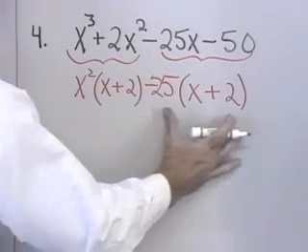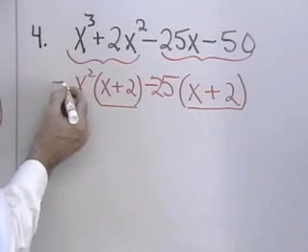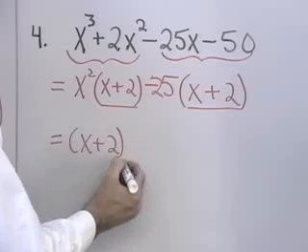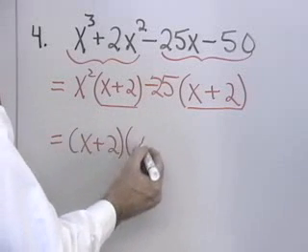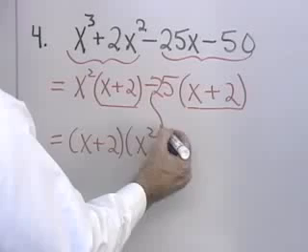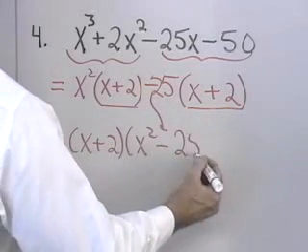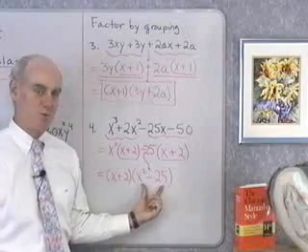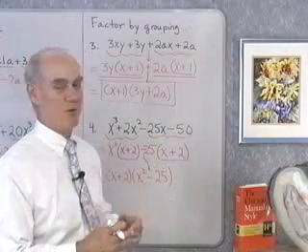Now I have left 2 terms. They each have in common factor x plus 2. I'll factor it outside. And what's left in the first term when I factor out x plus 2 is x squared. Minus, when I factor x plus 2 from the second term, what's left is 25. Now later on we'll see how to factor this x squared minus 25. For right now though, we just want to get some practice at doing this factoring by grouping.